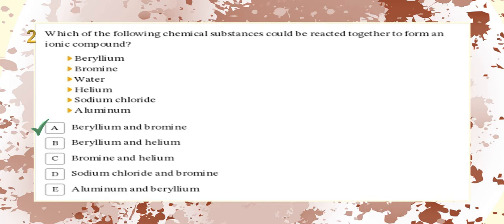We have sodium chloride and bromine. Sodium chloride is not an element, it's an ionic compound, and doesn't react with a non-metal. And here we have aluminium and beryllium, they are both metals. So the right answer will be number A. Let's go to question number 3.